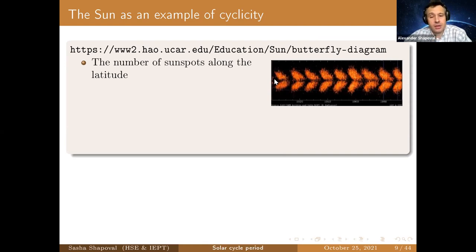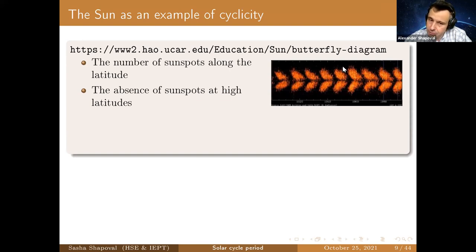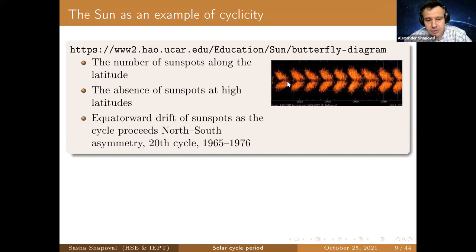What is here? The horizontal axis is time. The vertical axis is the location of sunspots at a given day along the latitude. This is a misprint. It is not a longitude. It must be latitude. And you see that at different time moments, sunspots are located at different latitudes. For example, they are never or almost never located at high latitudes, close to the poles. Then you see the equatorward drift of sunspots as the cycle proceeds.